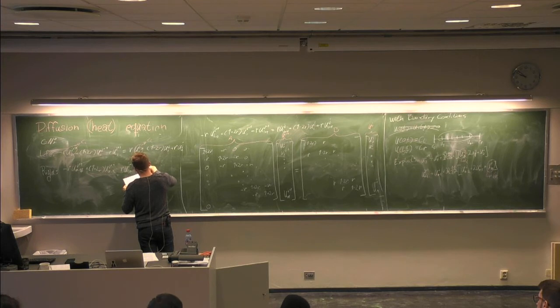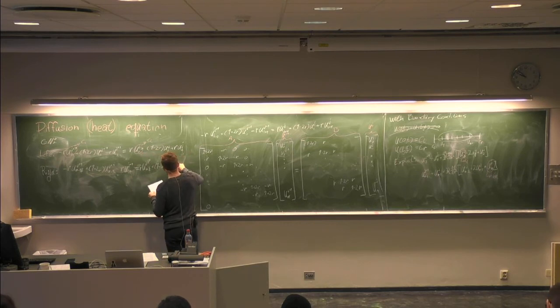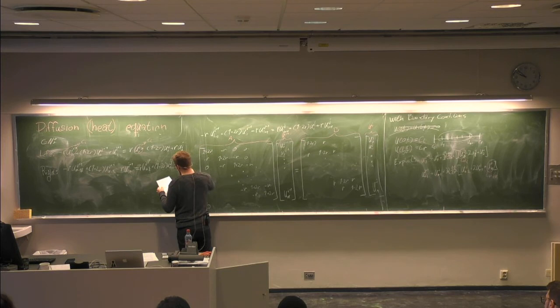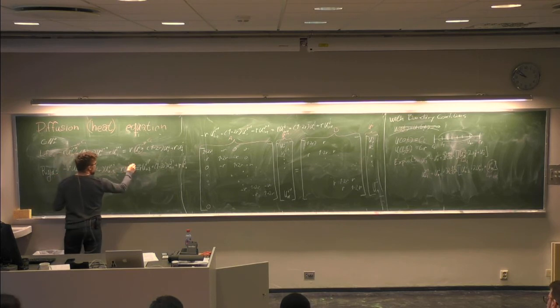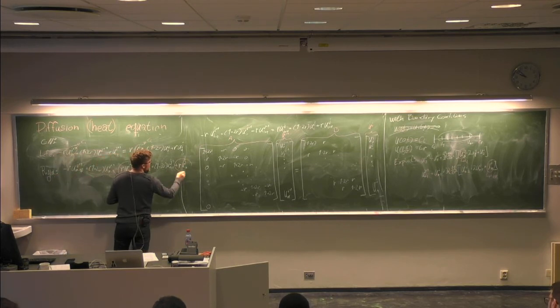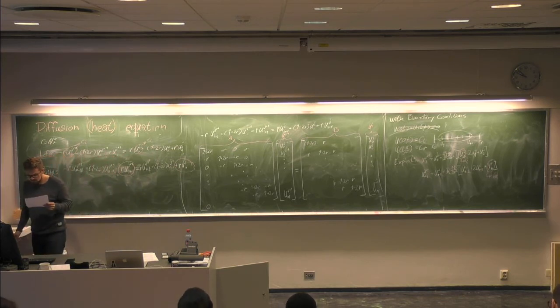r u_{n-1}^{j+1} + 1 minus 2r u_n^j plus r u_n^j. Yes, it's supposed to be an r. And then again, you replace this one and this one, and you can solve for it. And you can also do this with functions, as I said.